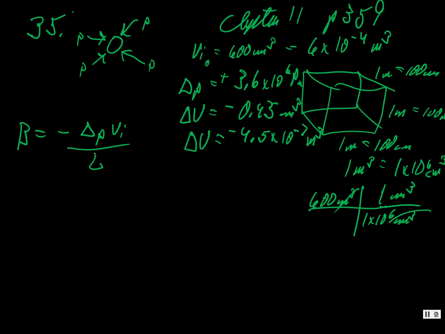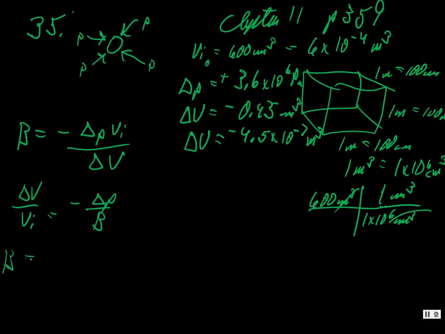Okay? And don't forget the negative. Now you say, where did you get that from? Well, I got it from this right here. I got it from delta V over initial V is equal to negative delta P over bulk modulus. And so you solve for bulk modulus. So here's the equation. All right, so let's plug everything in.